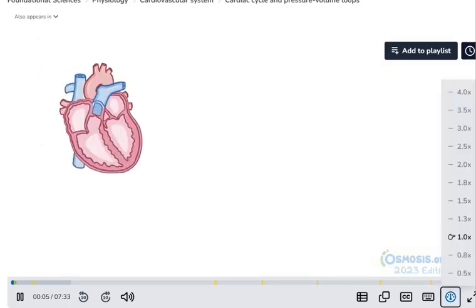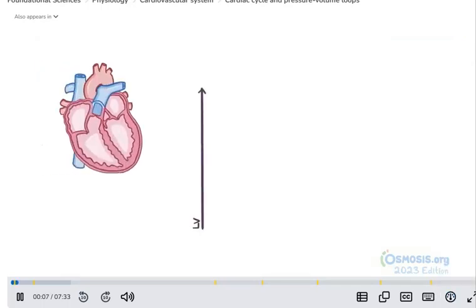If you've already watched the first video on pressure volume loops, then you'll know that the pressure inside the left ventricle is on the y-axis, and the volume of the left ventricle is on the x-axis. Each loop represents one cardiac cycle, so that's ventricular systole and diastole. It's basically just a heartbeat.